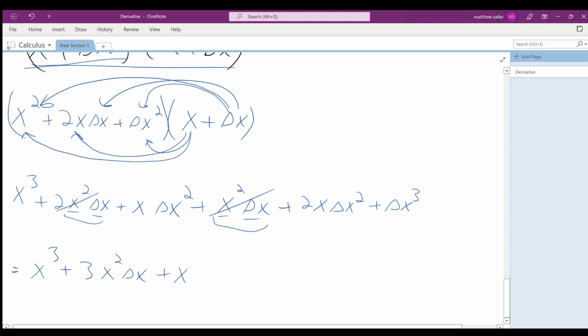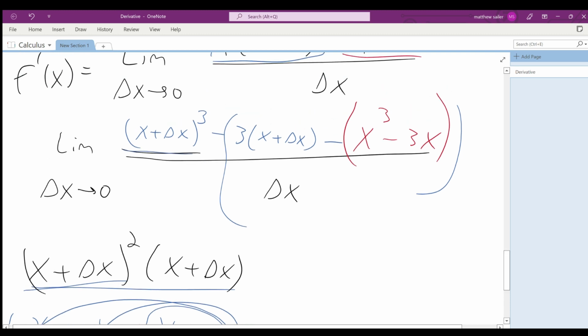Sorry for that. So we have 1x delta x squared, 2x delta x squared. So as you can see, the same thing I did before. So we have one of these, and we have 2 of these. We now have 3 of these. So plus 3x delta x squared, and plus delta x cubed. Alright, so that was this piece here.